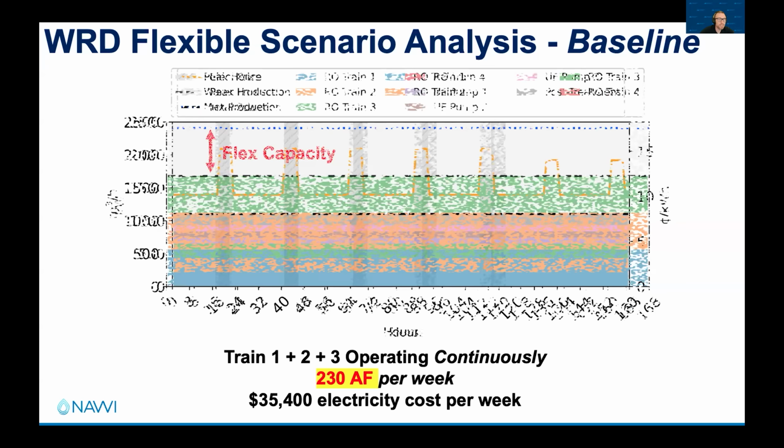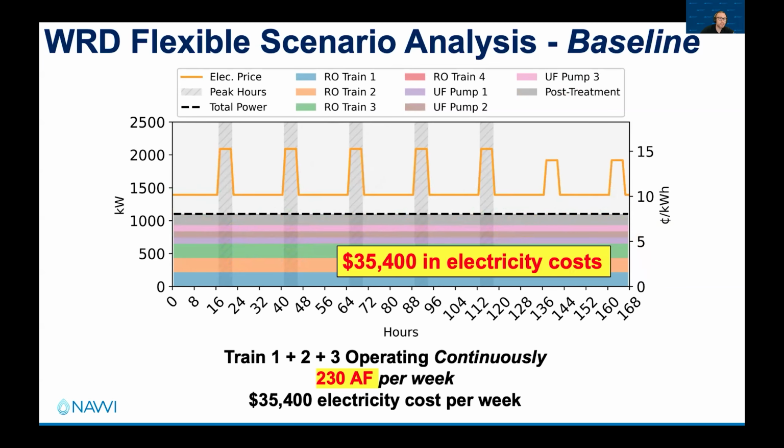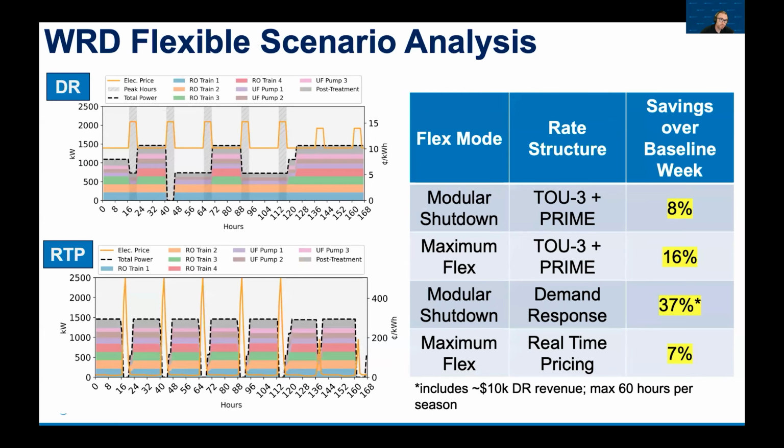And so from a power consumption standpoint, constant operation, like I just mentioned, is $35,000 in electricity costs. This is just a point of comparison for other operational scenarios. So what do those other scenarios tell us about how much money we could save? For example, modular shutdown revealed 8% savings over the baseline week. If you do the maximum flex with the baseline rate structure, you can get up to 16% savings, similar to what Adam showed earlier for the Santa Barbara facility.